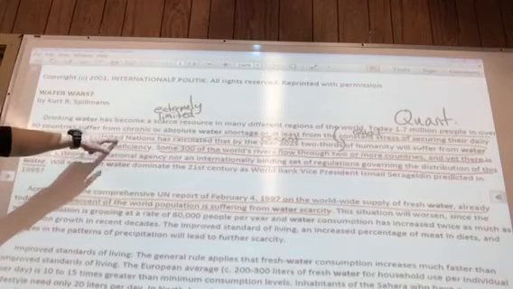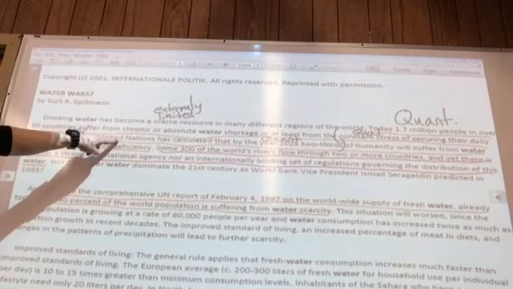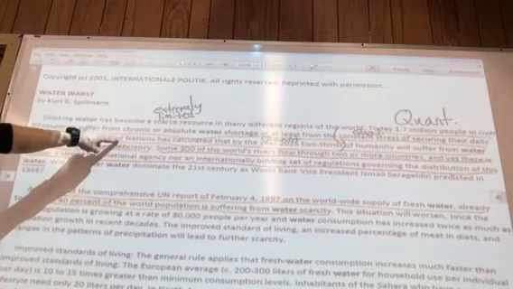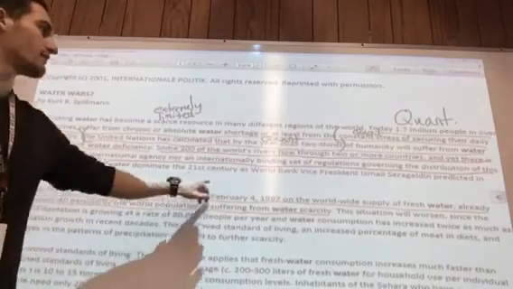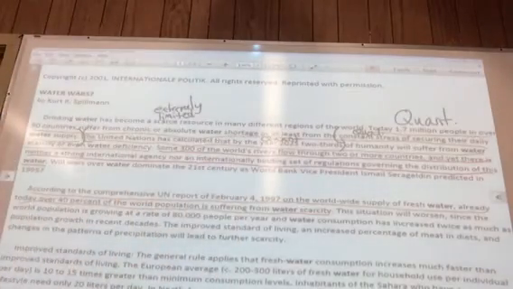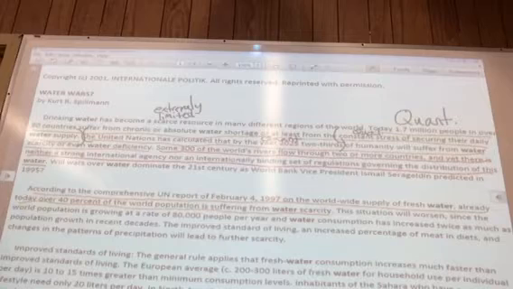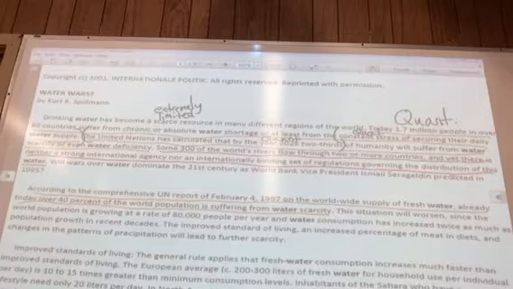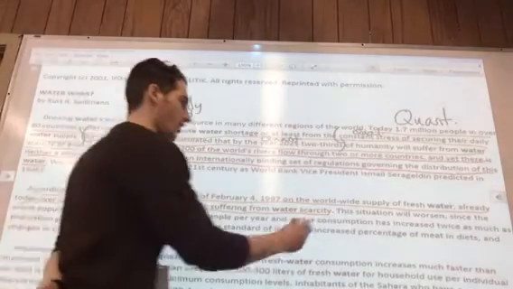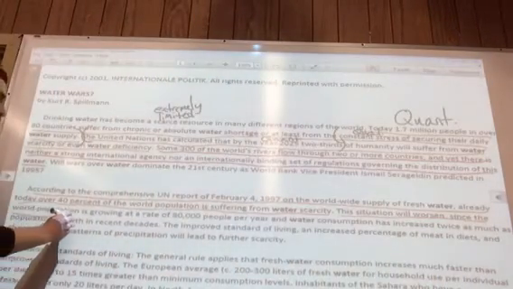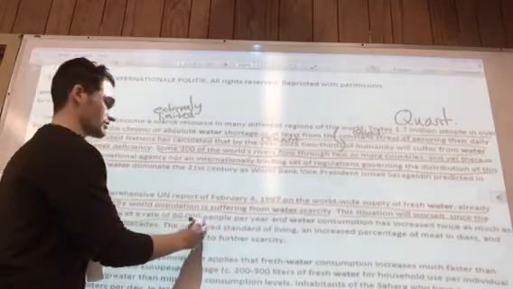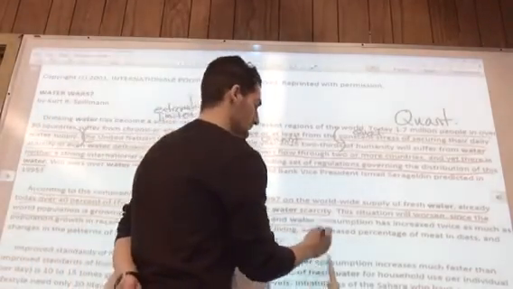Now, the United Nations has calculated that by year 2025, 2/3 of humanity, right? 67% if you round up. So they're looking at an increase of 27% by the next 10 years. This situation will worsen since the world population is growing at a rate of 80,000 people per year, and water consumption has increased twice as much as population growth in recent decades. So I'll take the orange, because again, this is talking about why it's dangerous if we overuse water, because the population is growing at such a high rate.